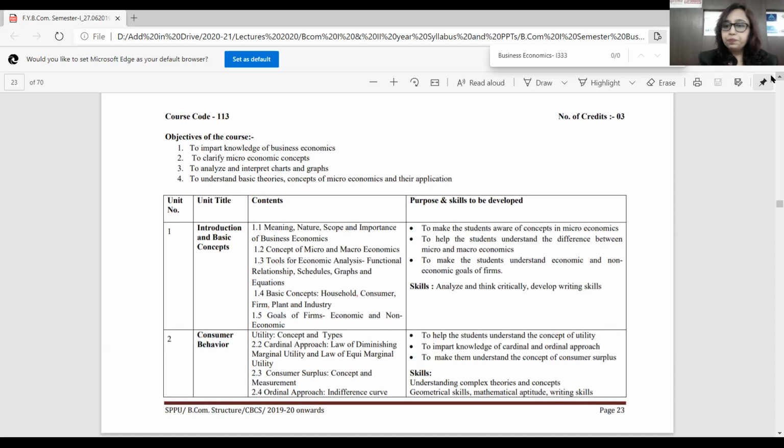So let's start with the first unit, and I'll be sharing with you all the presentation so that it helps you to understand the concept more clearly.